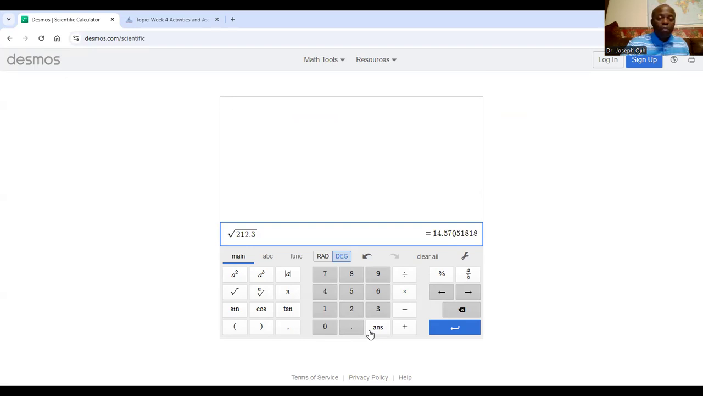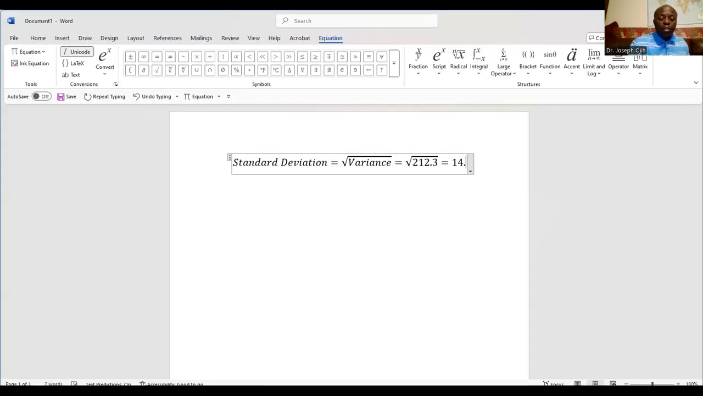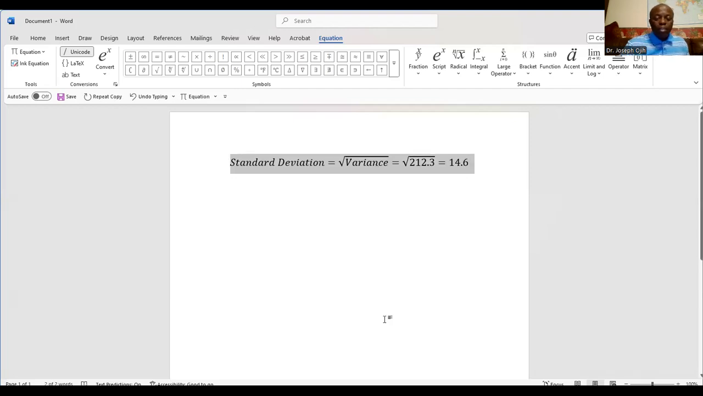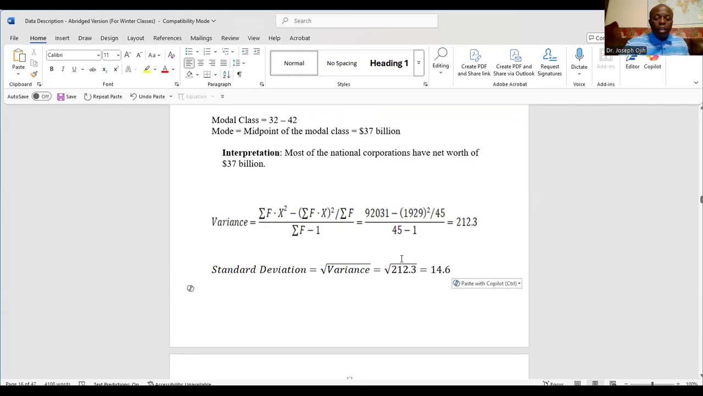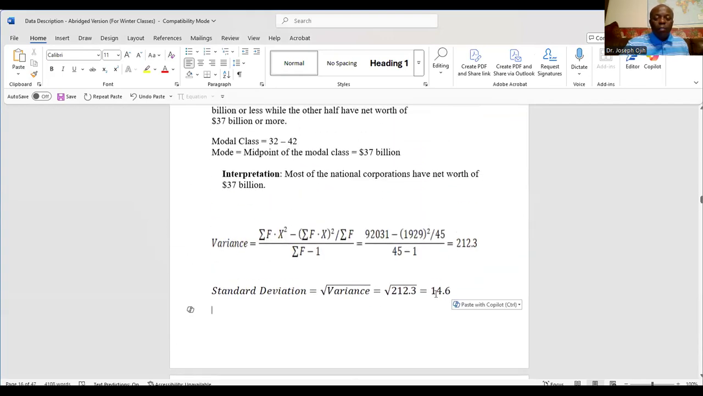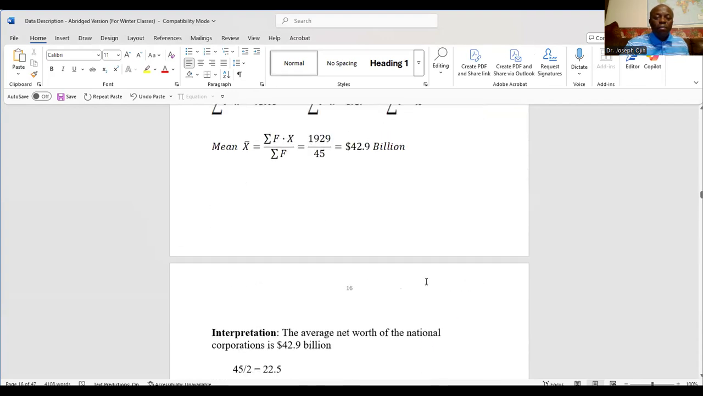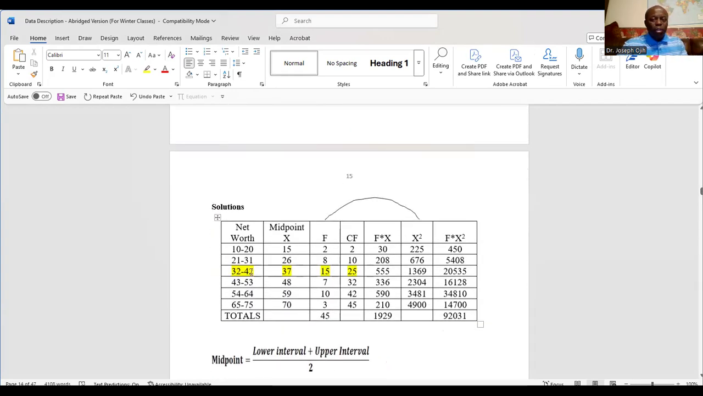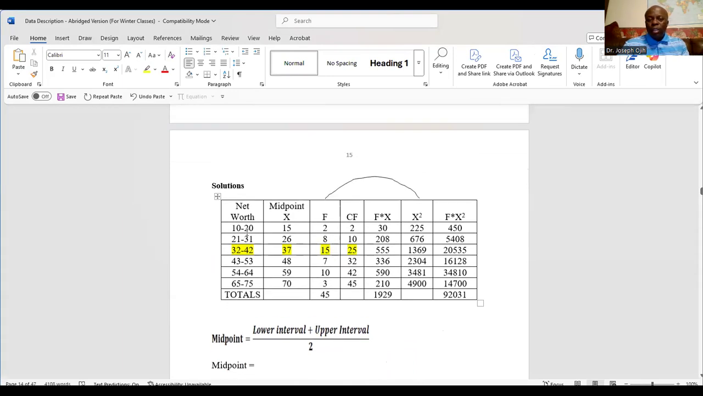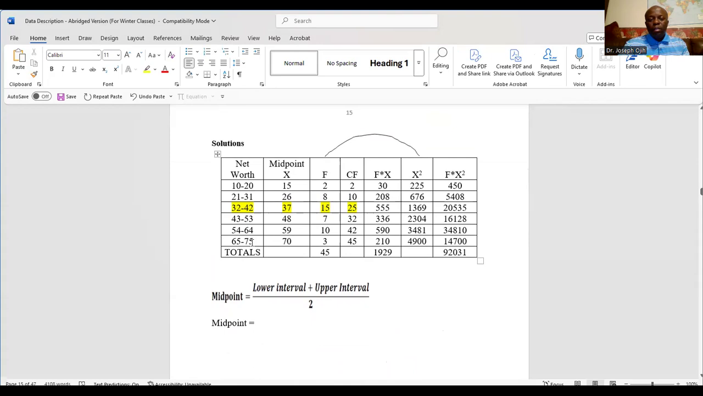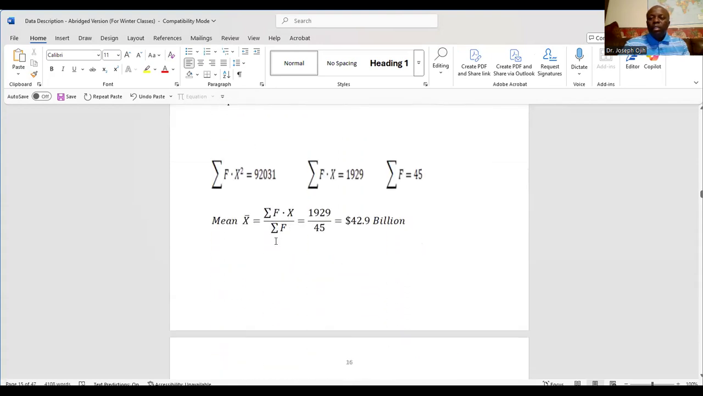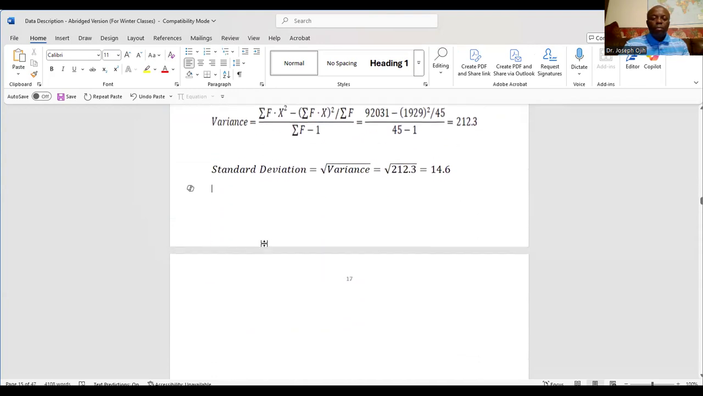14.6 is good enough. So that's the standard deviation. I would say that it's high. The high standard deviation of 14.6 means that there's a lot of variation in the net worth of this corporation. You can see that they started from 10 billion to 75 billion. So there's a significant variation in their net worth.